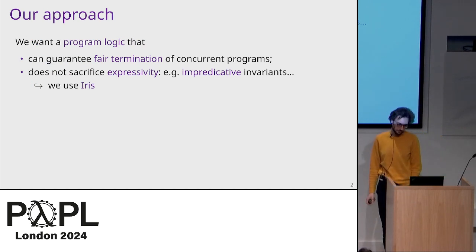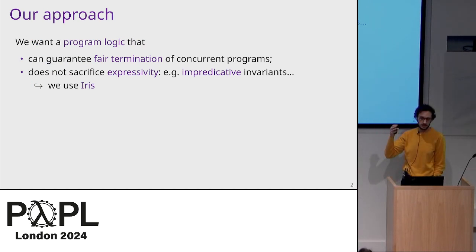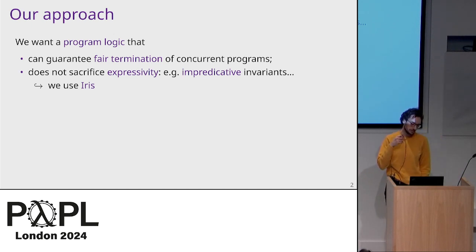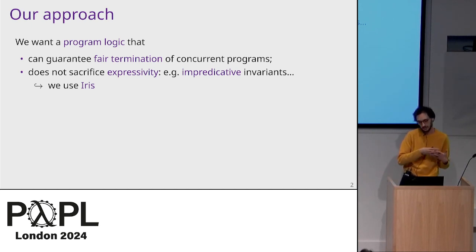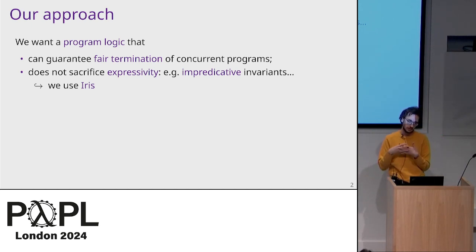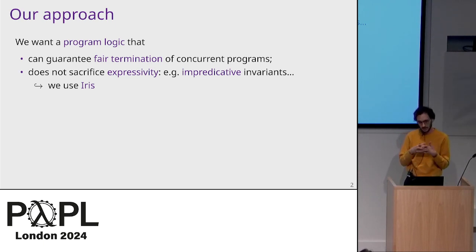Our approach is to have a program logic that can guarantee that a concurrent program fairly terminates. And there are already such logics. One prominent example is Tada Live. But there is no free lunch in life, and while it has very strong guarantees, it's less expressive than logics that only handle safety properties. For example, it does not have higher-order ghost state, it doesn't have impredicative invariants, which means that you can nest invariants inside of each other, and so on.